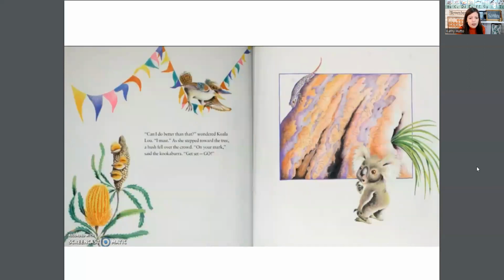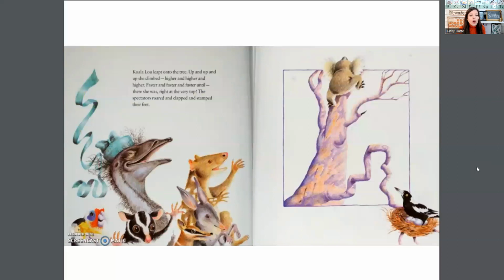"Can I do better than that?" wondered Koala Lou. "I must." As she stepped toward the tree, a hush fell over the crowd. "On your mark, get set, go," said the kookaburra. Koala Lou leapt onto the tree. Up and up she climbed, higher and higher and higher and faster and faster and faster, until there she was, right at the top. The spectators roared and clapped and stamped their feet.